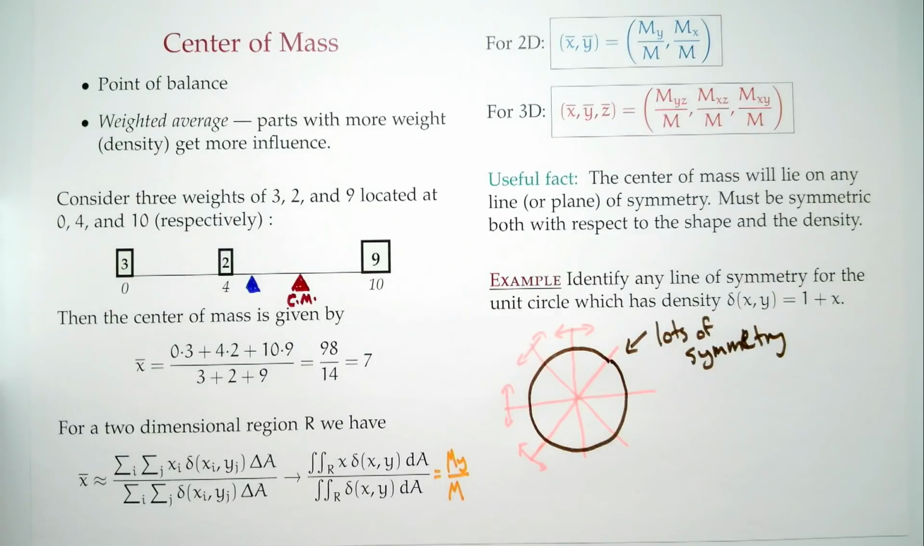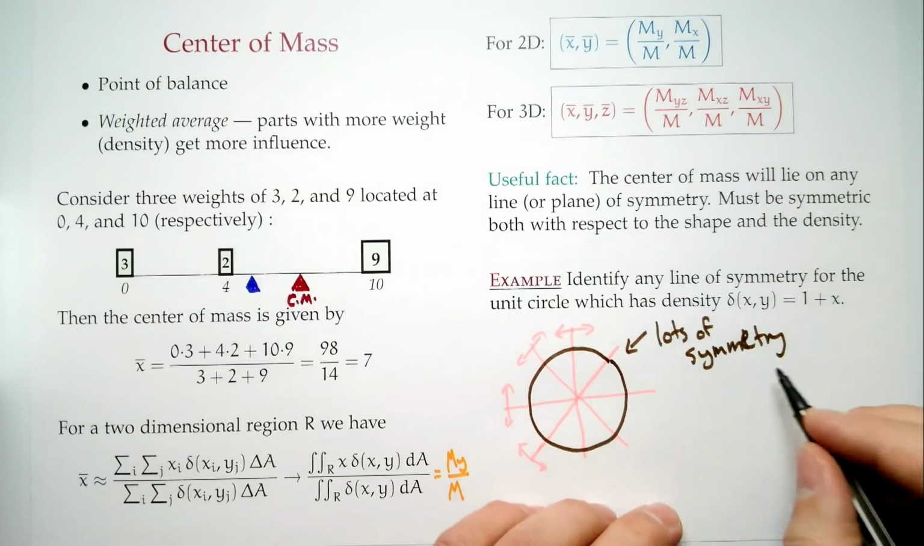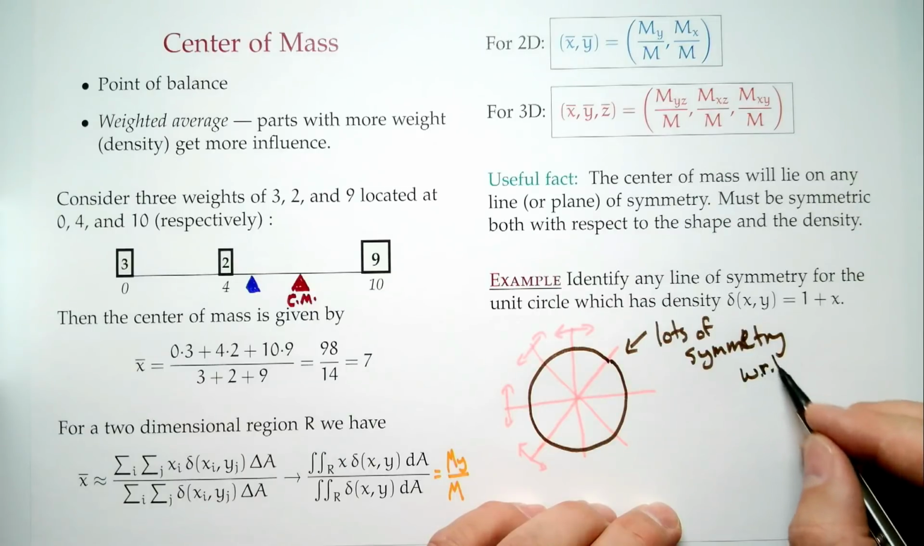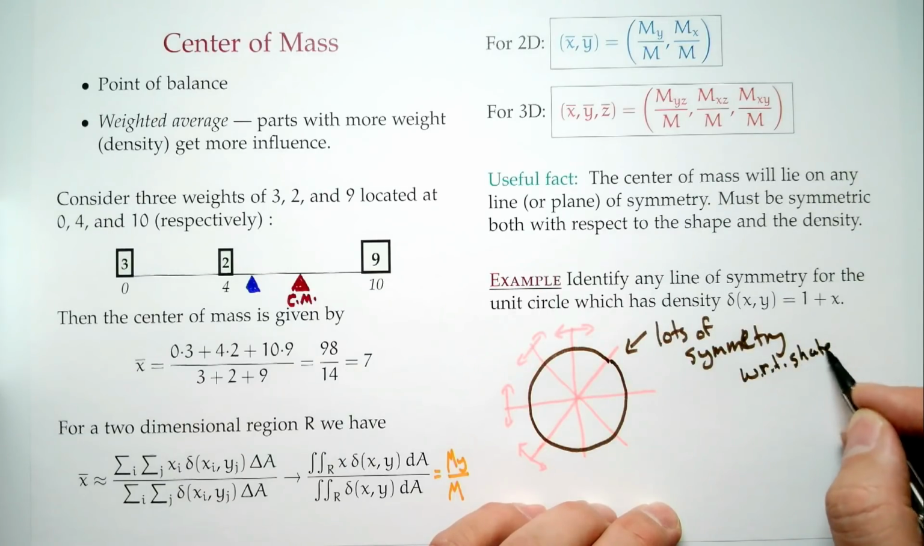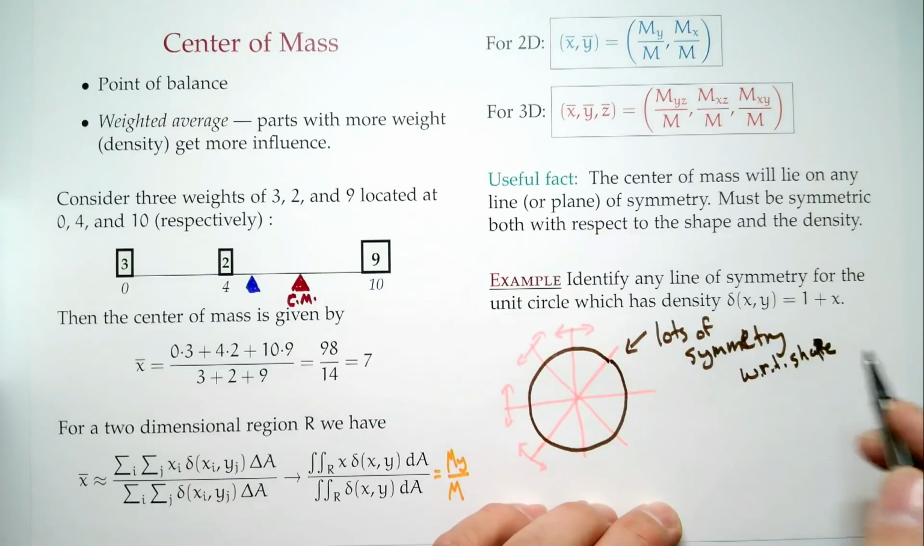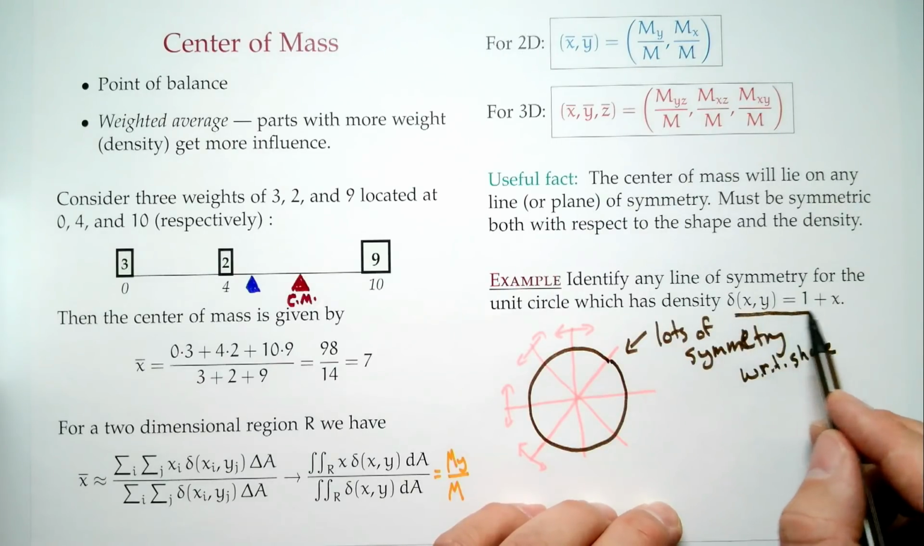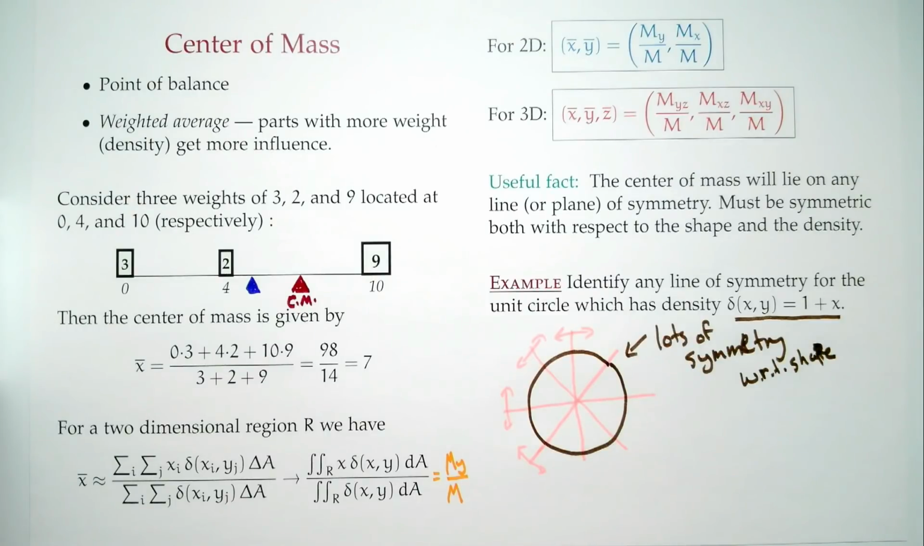Now the question is, which of the lines have that symmetry also with respect to our density? So we have to distinguish. There is lots of symmetry with respect to the shape. But what's something where we keep the density the same? Well, let's think about our density. Our density depends on 1 plus x.